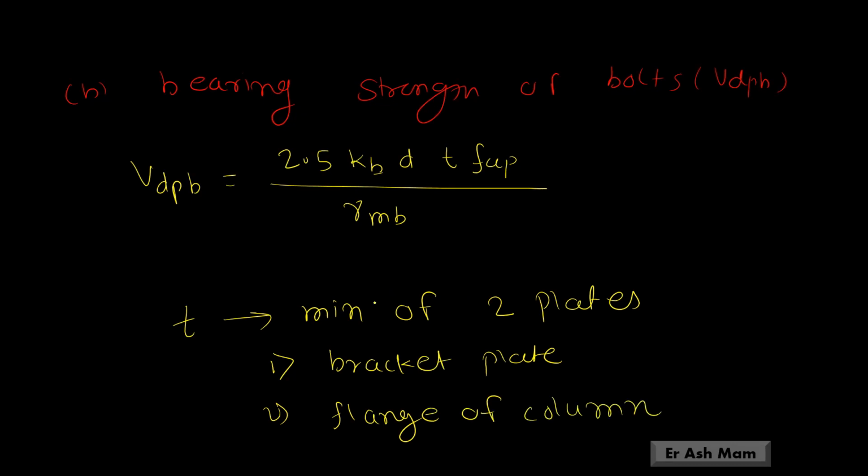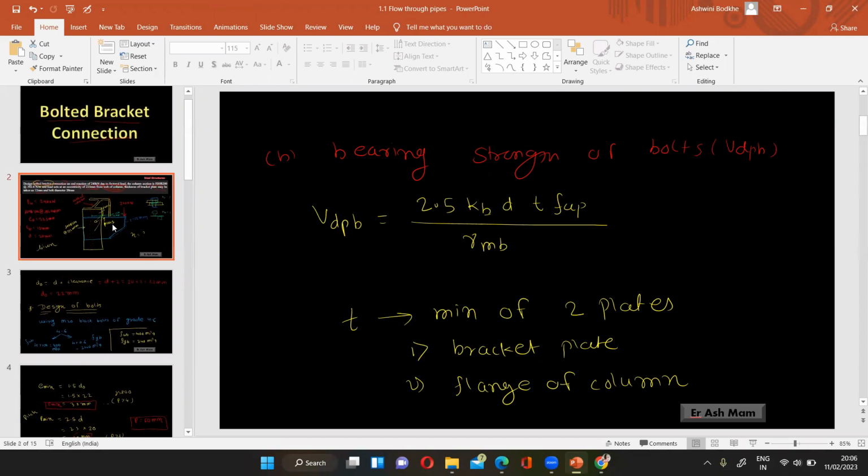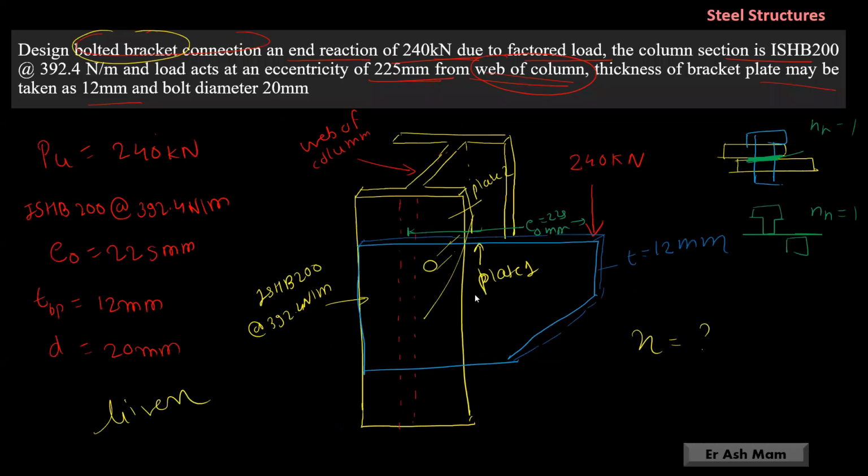Okay. Again, here in this diagram, there are a total of two plates. One plate is this bracket plate, the bracket connection. The first plate is this bracket and the second is this plate.